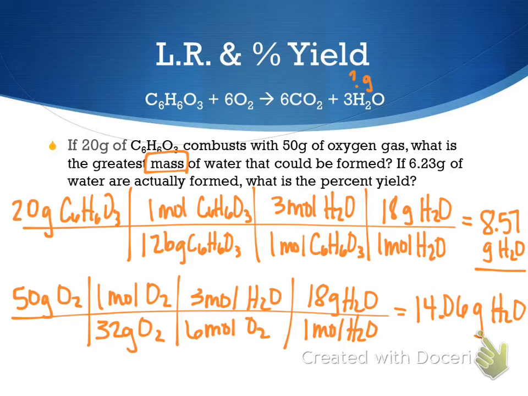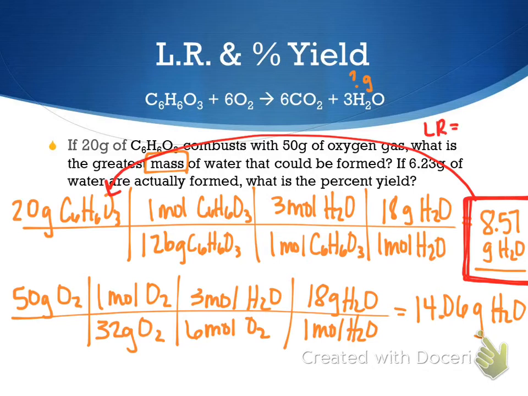So based on these two values of possibilities for water, the smaller value would lead us back to our limiting reactant. The smaller amount of product that could be formed is this, 8.57, which leads us back to see that C6H6O3 is our limiting reactant. Okay, so our limiting reactant equals C6H6O3 because it results in a smaller amount of product that can be formed.